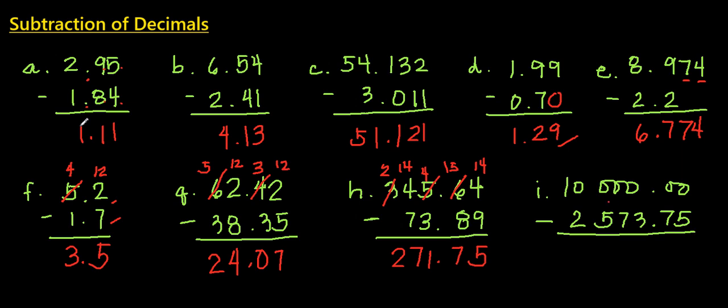So for the final example, let's just say this is about money. Pesos. So let's say you have 10,000 pesos. Then you bought something that's worth 2,573.75. Let's say a pair of shoes. So let's subtract how much remaining money do you have now.